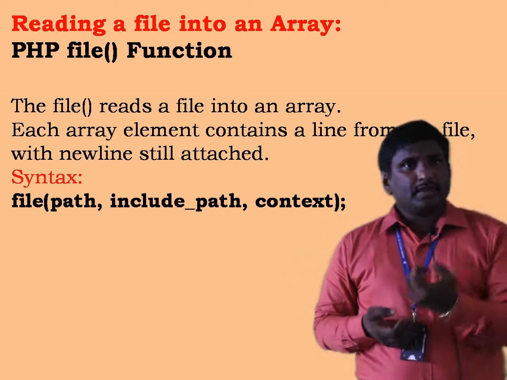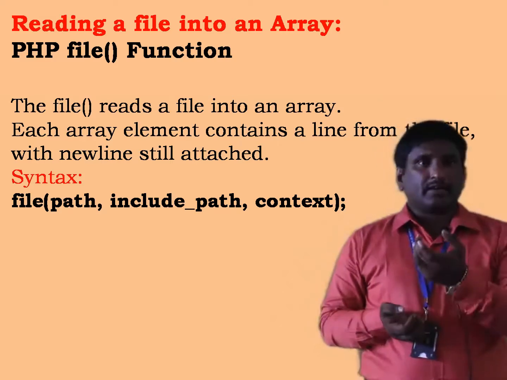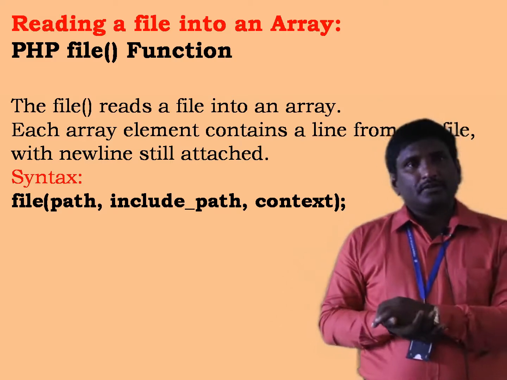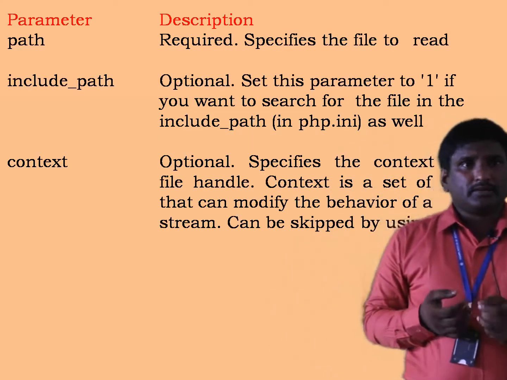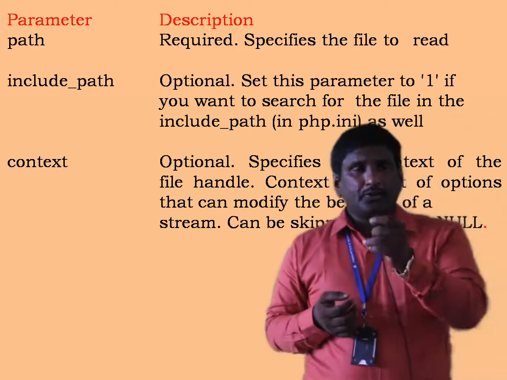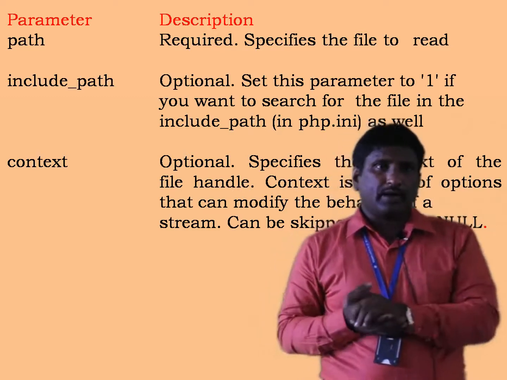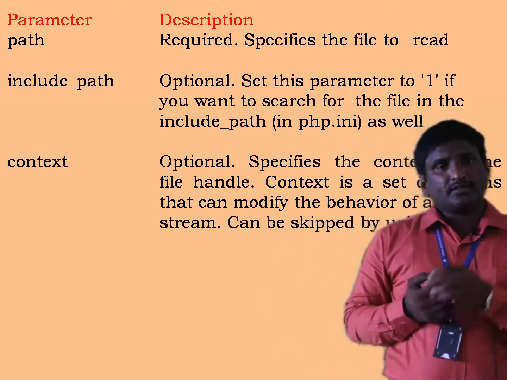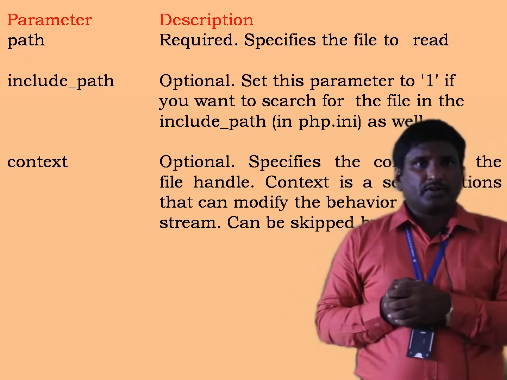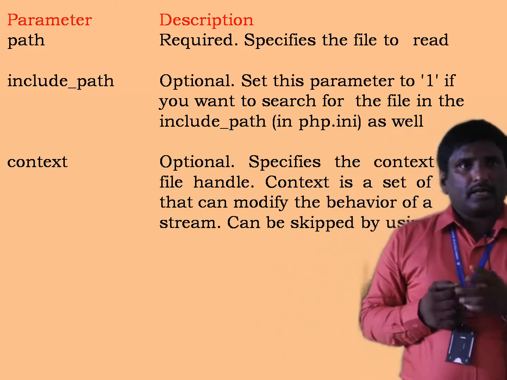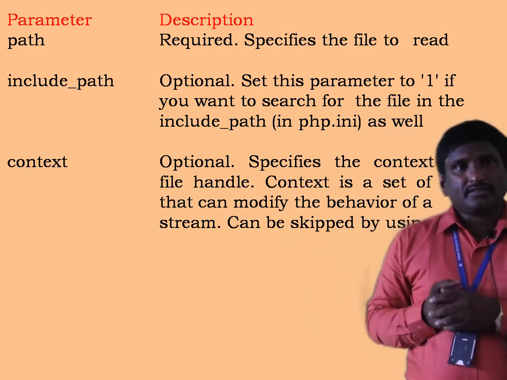Anyway, this is the syntax to read the content from a file into an array. Next, the parameter path is required; it specifies the file to be read. So we need to specify the path of the file, and then include_path. This is optional. Set this to 1 if you want to search for the file in the include path as well. Okay, and context is optional.